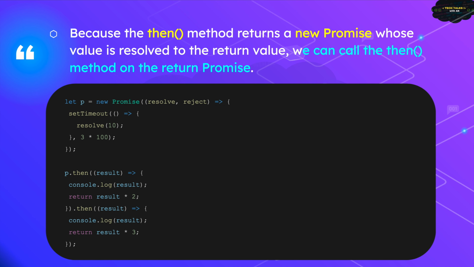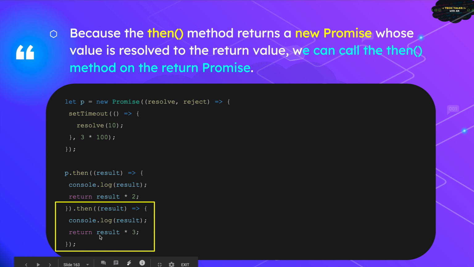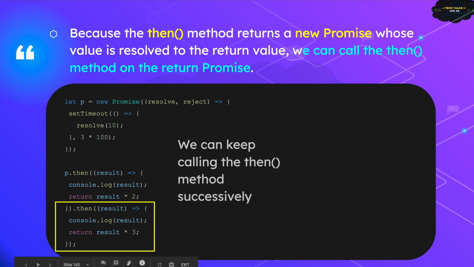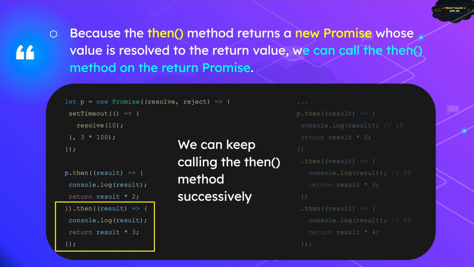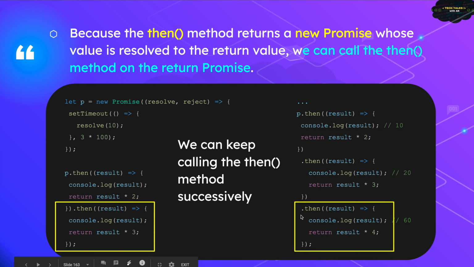Let's now add another then to the first promise. So we have added another then to the result of the first then, which was this, and we have added this new piece of code which now returns result into 3. We can keep calling the then method successively. Let's add one more then. So here we have added one more then which returns result into 4.